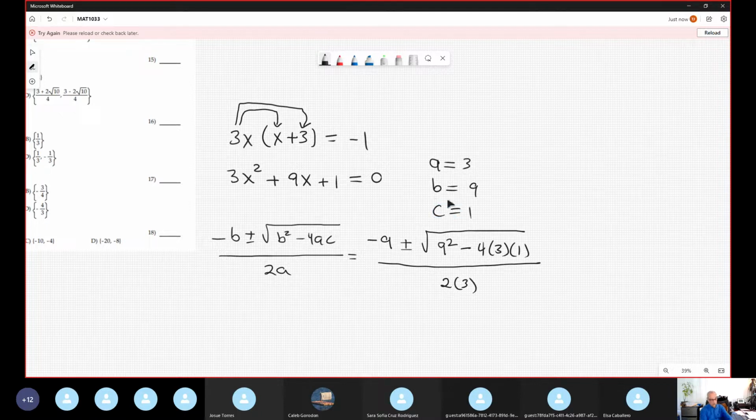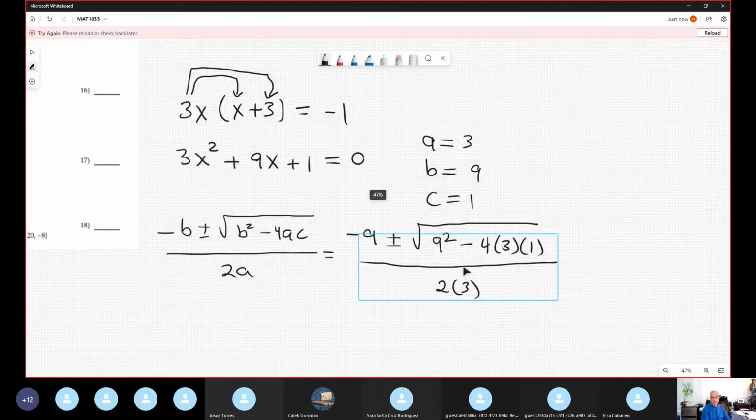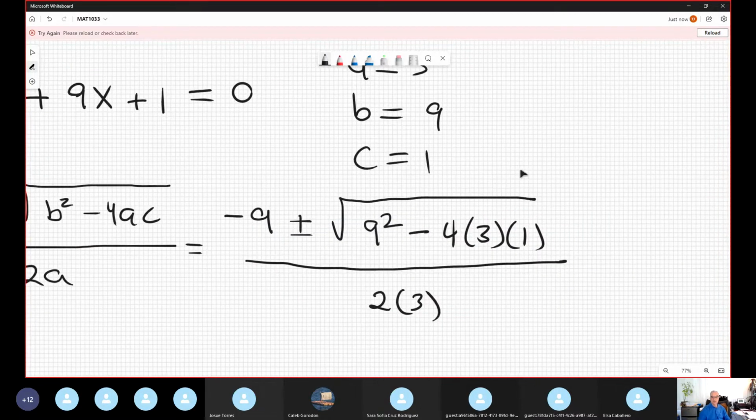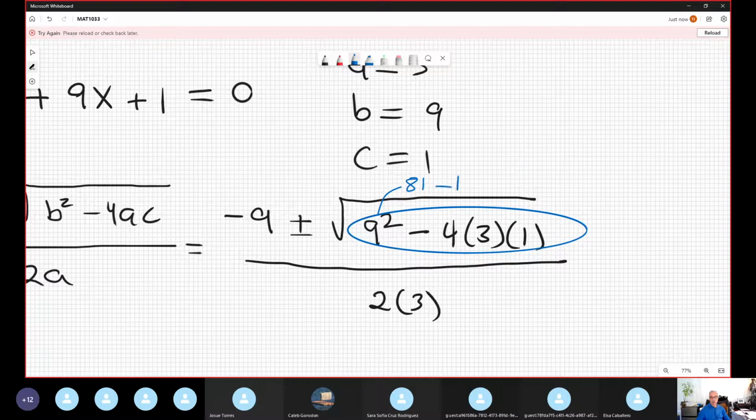As always, I take my calculator and focus on the expression inside the radical. This is 81, 9 times 9, minus 12, because 4 multiplied by 3 gets 12, multiplied by 1 gets nothing. So 81 minus 12 is 69. Unfortunately, 69 is not a perfect square, but I need to investigate whether simplification is possible or not.